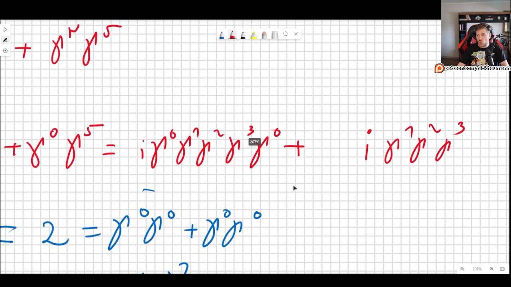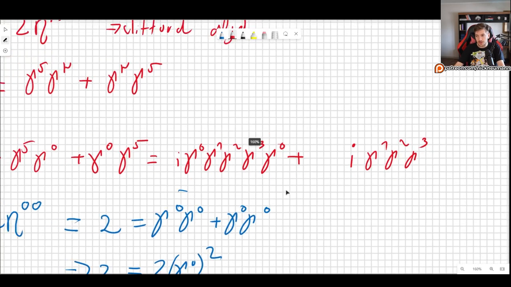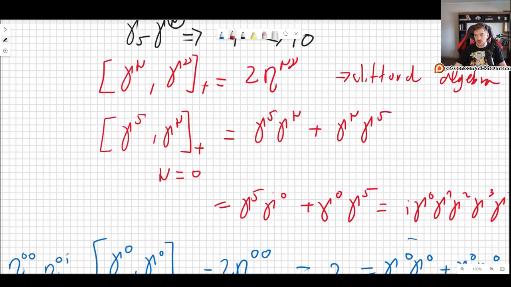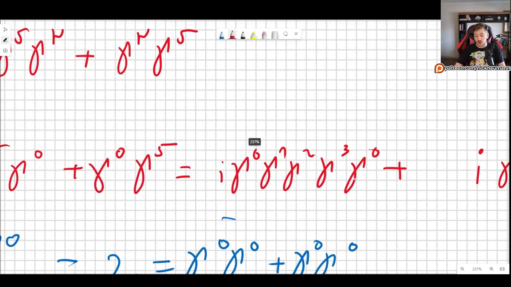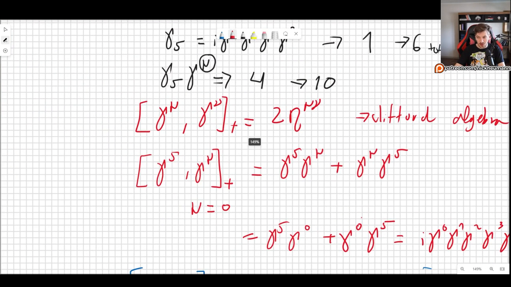Okay, so what do we do now? Well, now what we want to do is anti-commute this gamma 0 and try to connect it with the other gamma 0, because if we do that, then they will just go to 1. Gamma 0 squared will be 1, so that's what we want to do. But can we do it? If we want to change the order of the multiplication, we need to know whether they commute or anti-commute. We need to know what the relationship is. So let's go to the Clifford algebra once again.